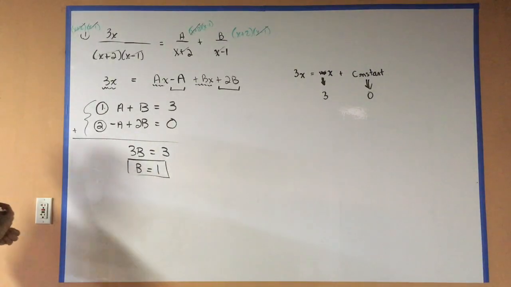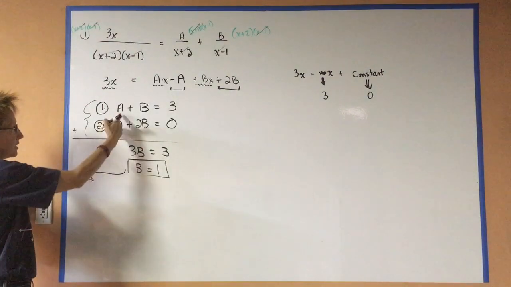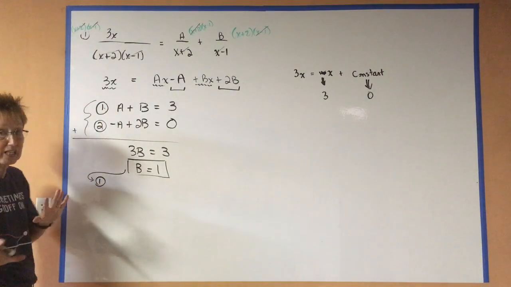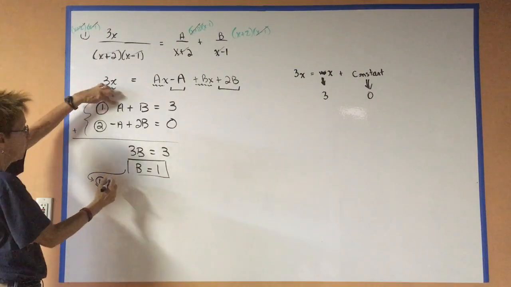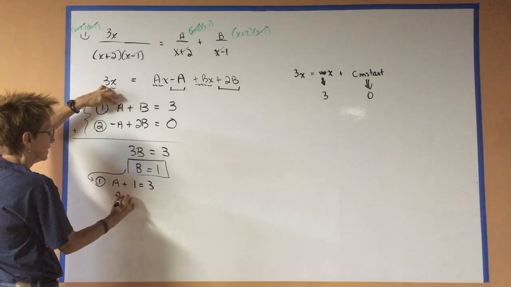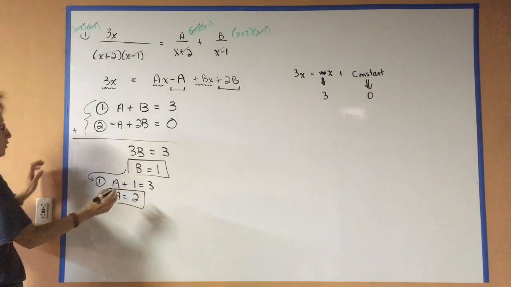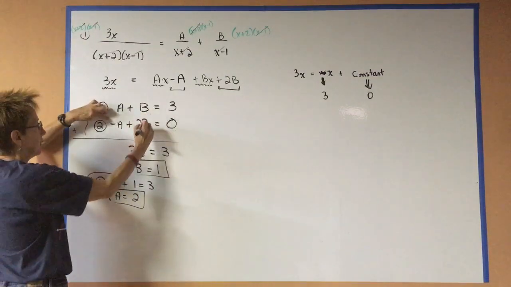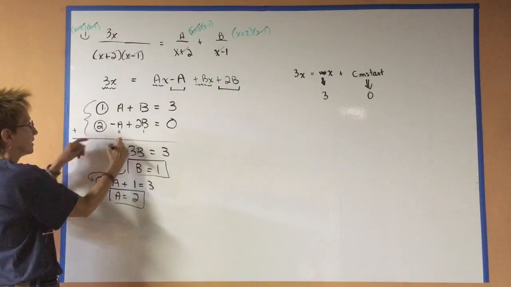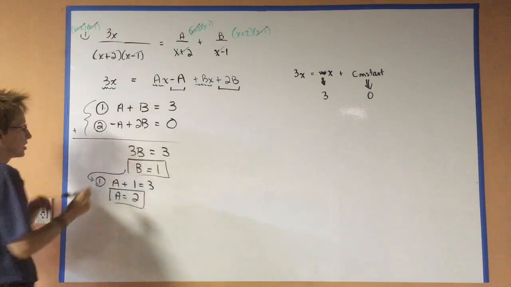And if b is 1, how do I figure out what a is? Plug it into either 1 or 2. It looks easier to plug into 1, but I'll check it in 2 as well. When b is 1, I've got a plus 1 equals 3. So a is equal to 3 minus 1, which is 2. And I'll make sure we're saying b is 1 and a is 2, so that's negative 2 plus 2, that gives me 0. So just as a good check.